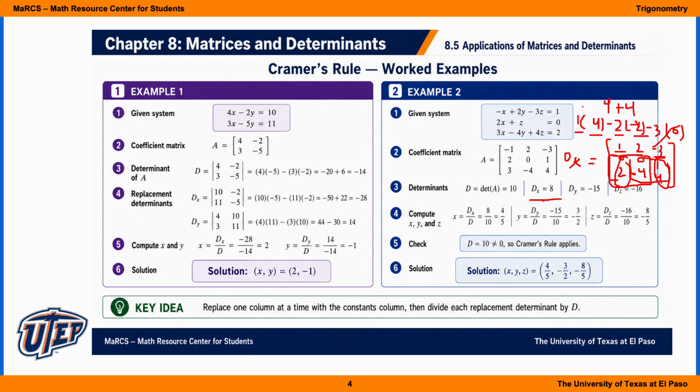Now, you can do dy and dz as practice, but since we found dx, we can compute our x variable. So our x is equal to dx divided by d, so we had 8 for our dx, and our determinant was 10, so 8 over 10 is equal to 4 over 5. Now, after computing your y and z variables, then you'll have a solution, and that is at the point (4 over 5, negative 3 over 2, negative 8 over 5).